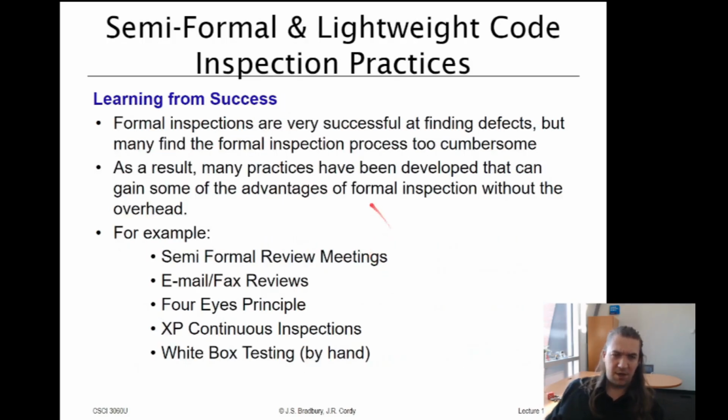Okay, now, formal inspections are very good at finding problems, but the process kind of sucks. You wouldn't want to have to go through all these meetings if you don't have to. So we have all these other things that we can try to do to minimize how many formal inspections we actually have to have. So we have semi-formal meetings, email reviews, the four eyes principle, XP's process of continuous inspections, and just white box testing.